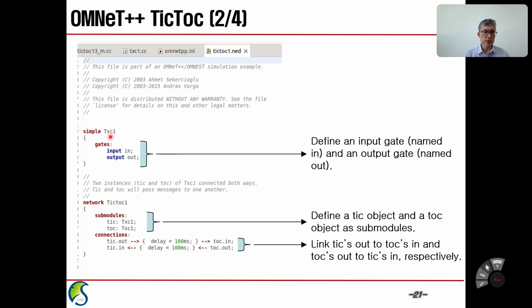txc1. So we define this Tic object and the Toc object. Tic and Toc exchange the token, like a ball, catch. So for the connection, Tic's output is connected to Toc's input gate, and the delay is 100 milliseconds. And similarly, Toc's output gate is connected to Tic's input gate. The delay is the same, 100 milliseconds. We link the two gates.